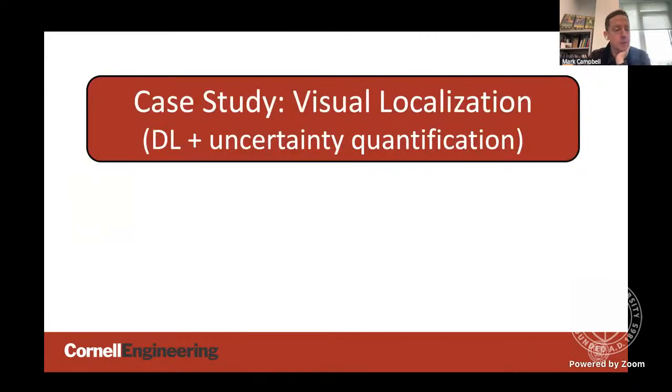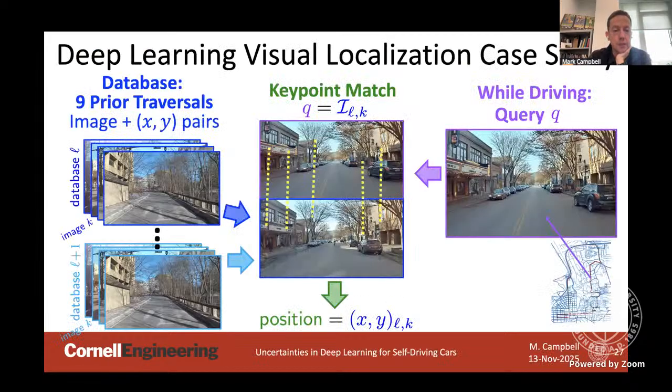So I'm going to go on to some of the work that we've been doing, and this is the case study, the visual localization. So I've kind of already explained this, but I'll explain it a little bit more in detail, especially in the context of the Ithaca 365 data set. So the idea here is that let's say we drove our 15-kilometer route 9 times. So we have 9 prior traversals, and for each database, I have an image and a geolocation XY pair. Okay, and the XY is coming from our high precision GPS.